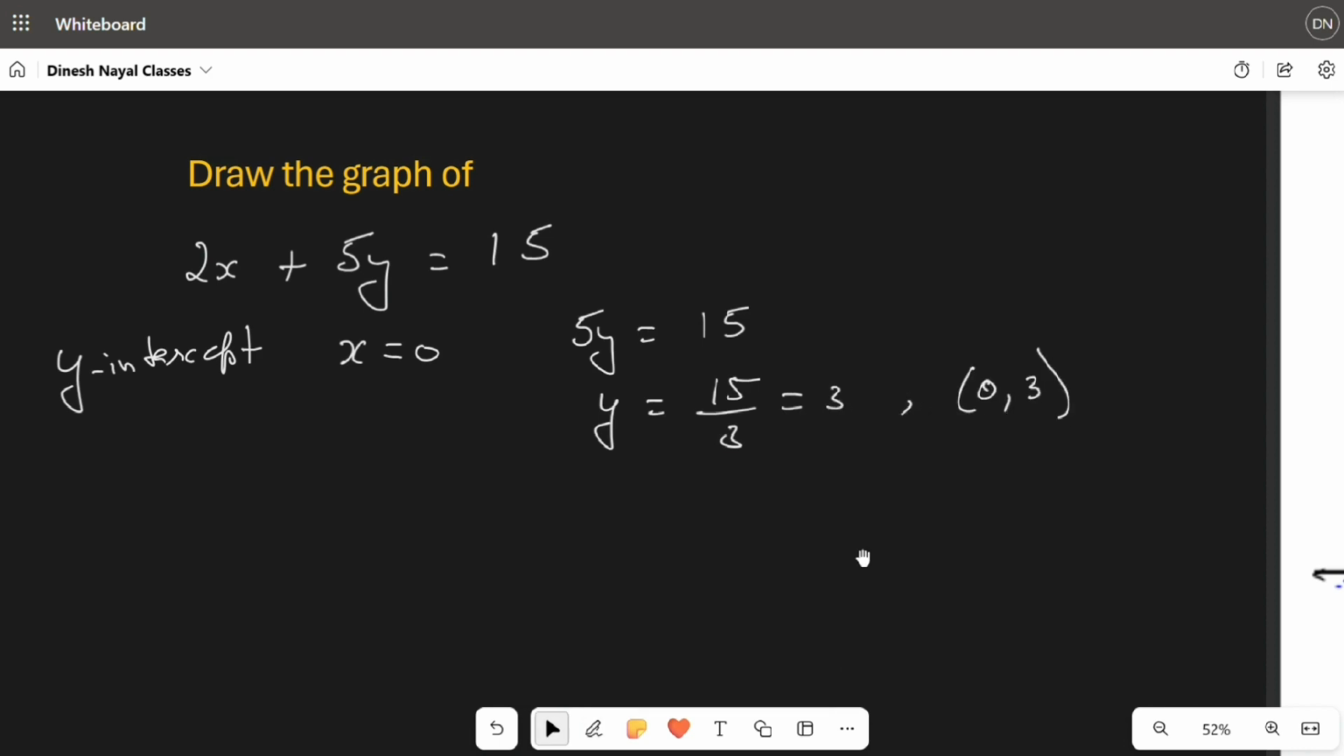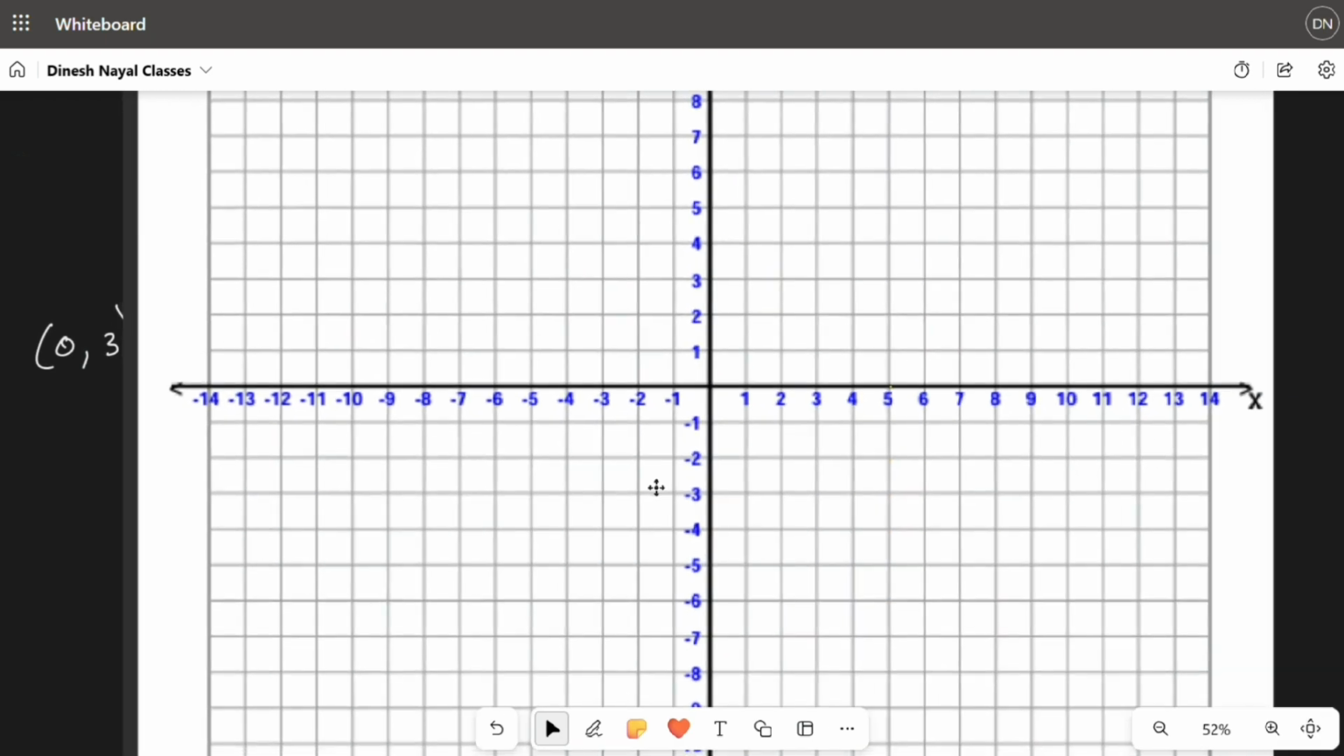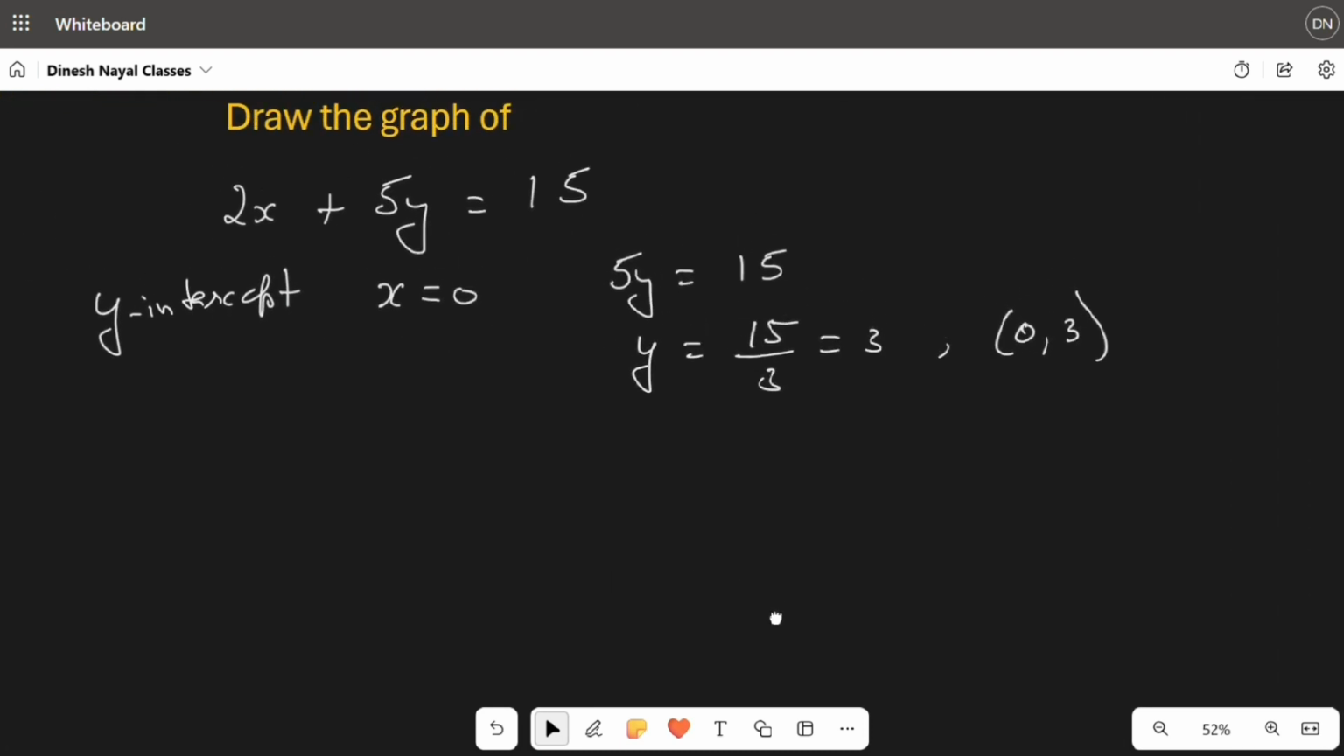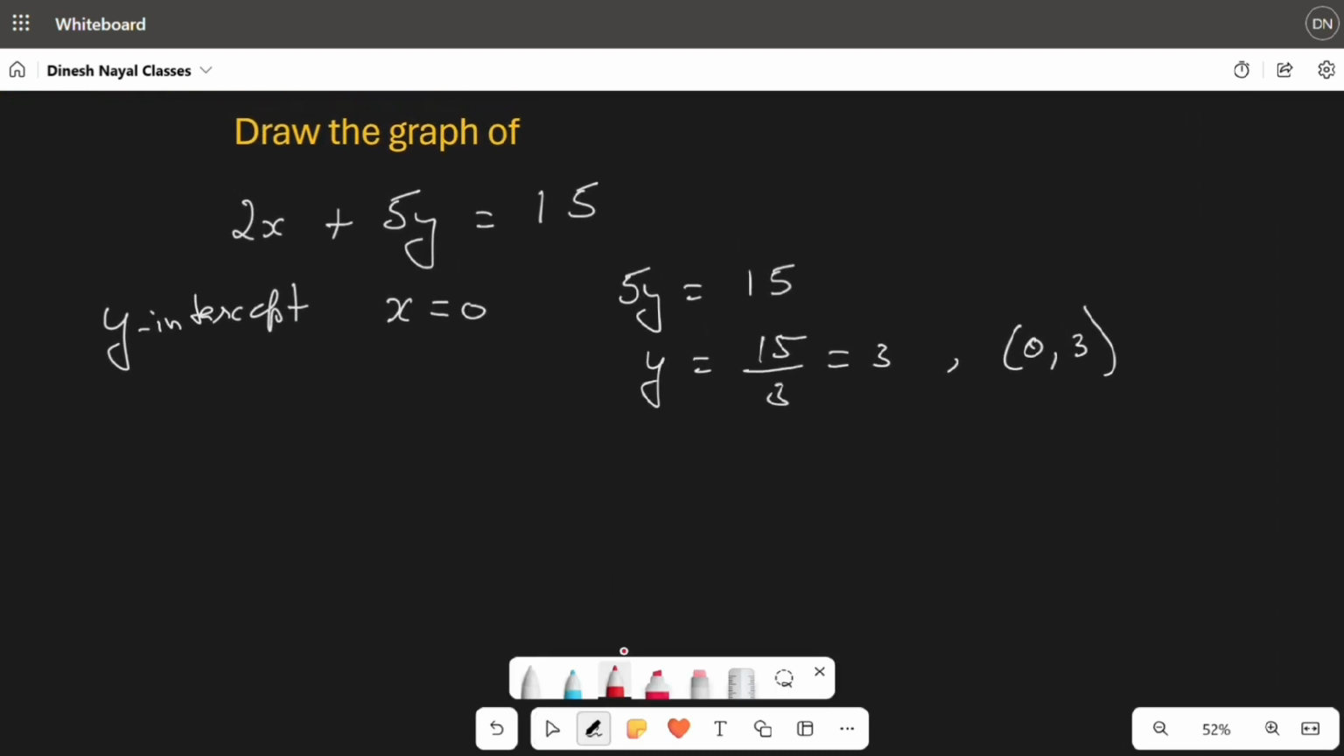So let's draw the point in the graph. So the point is 0, 3. 0, 3 is this point. You can see this is 0, 3. So we have drawn the point. Now let's find the x-intercept. So what do you have to do? Just find the x-intercept.